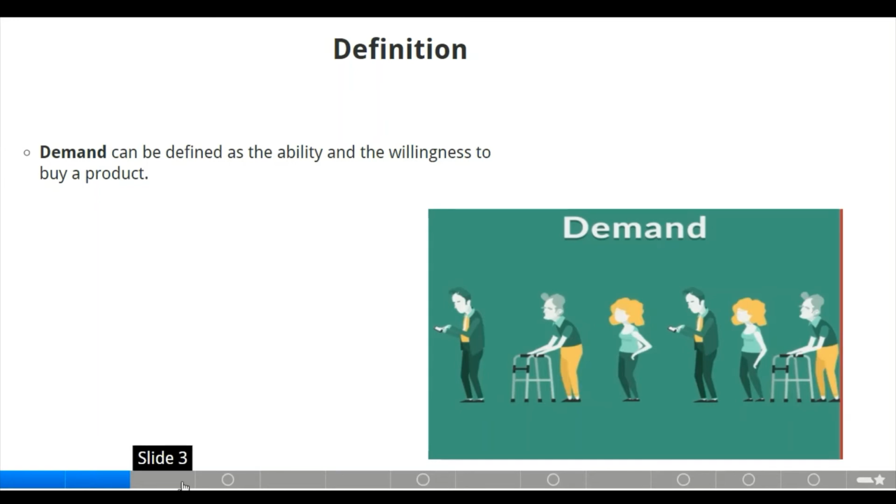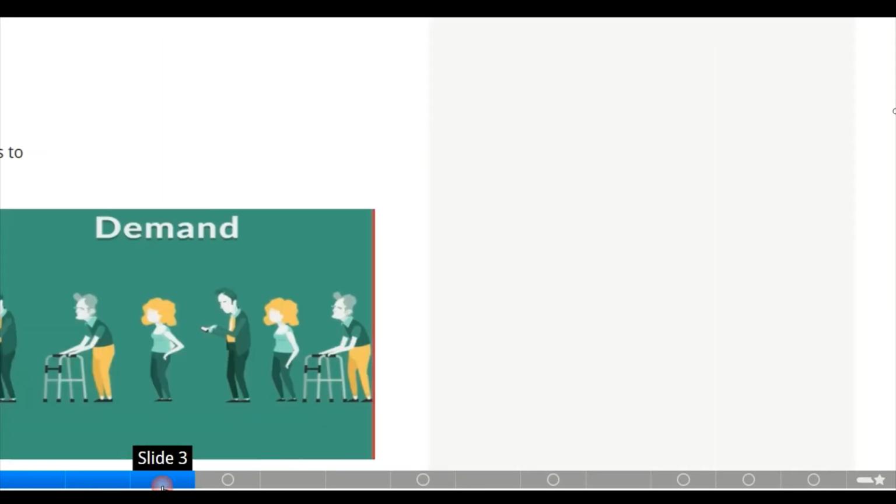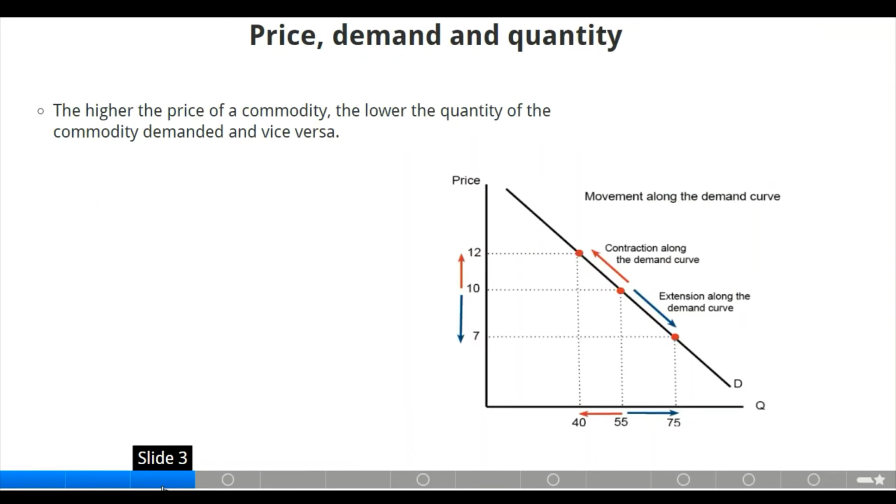Now, moving to the next slide where we have price, demand, and quantity. Now, what is the relationship between price, demand, and quantity? The higher the price of a commodity, the lower the quantity of the commodity demanded, and vice versa. Now we have a diagram here which is showing the movement along the demand curve according to the price. We have from price 12, 10, 7.